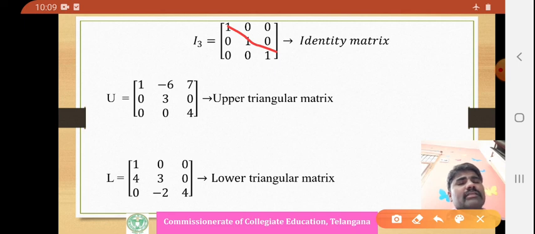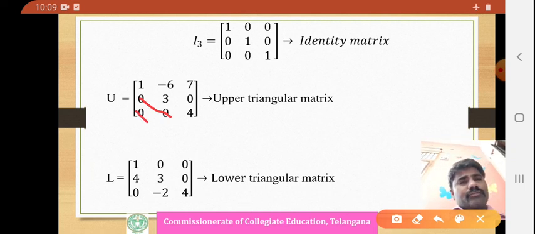Now the upper triangular matrix. For an upper triangular matrix, elements below the principal diagonal must be zeros. These are the elements below the principal diagonal, all of them zeros. The principal diagonal elements and those above may or may not be 0. We cannot say. But below the principal diagonal must be 0. These are in the places a21, a31, a32, where i is greater than j. That's why all these elements must be 0.